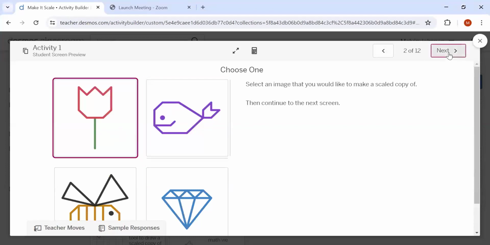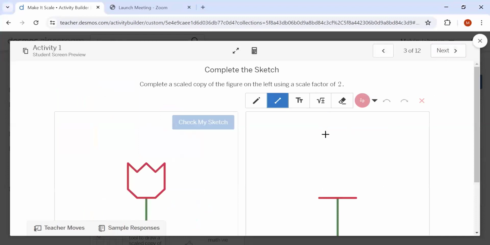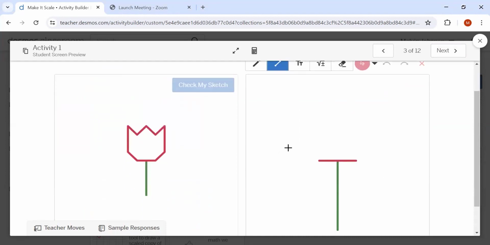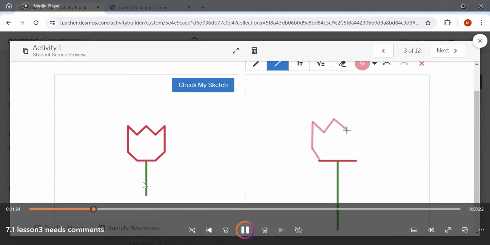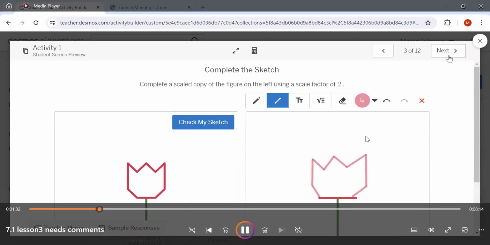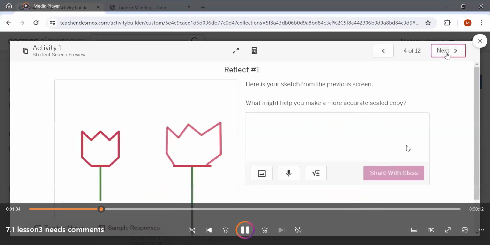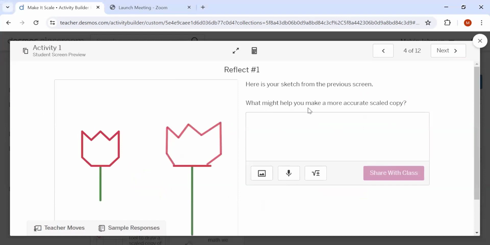So we're going to do a scale copy of this flower. When we do a scale copy of this flower, it's without a grid, but we can get as close as possible. We have a scale factor of 2. What that means is however big the original flower is, which is over here, we need to double it over here. That's what a scale copy of 2 means. What do we need to make this better? We need a grid. Since we need the grid to help us make it more accurate, that's what we're going to go to.